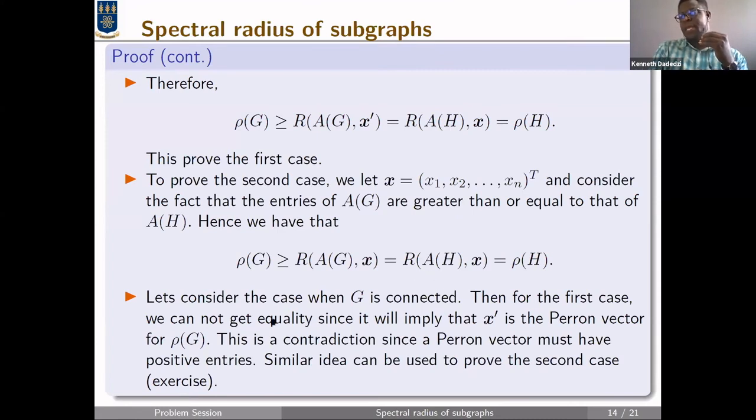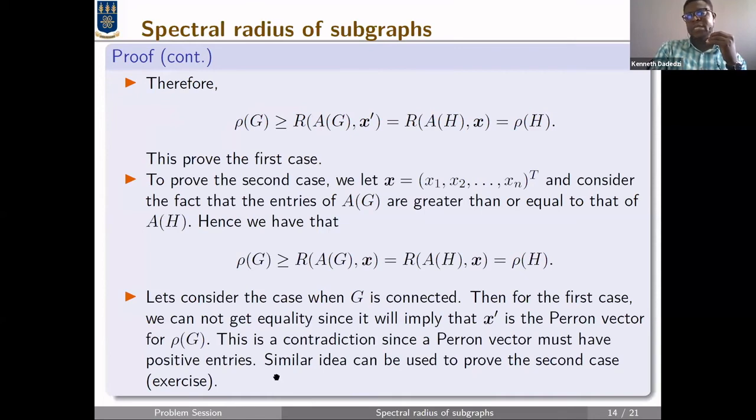But for the case when G is connected, the equality does not hold. Why? Because this would imply that this x, the one we chose here, is also the eigenvector for the spectral radius. But the Perron-Frobenius theorem tells us the entries must be positive, and this one was set to be zero. So that gives us a contradiction. And I leave the second aspect.